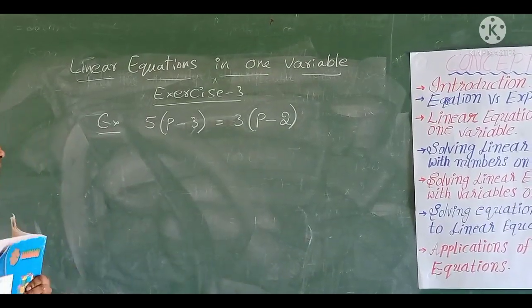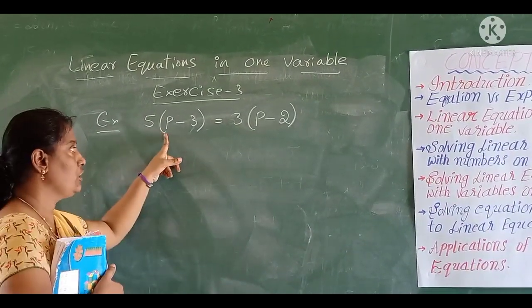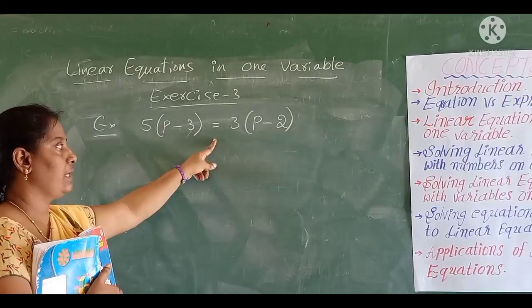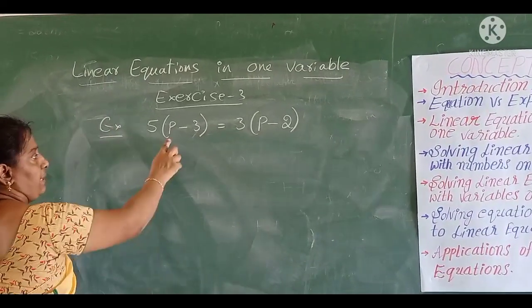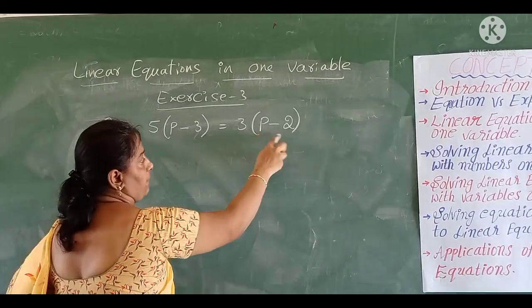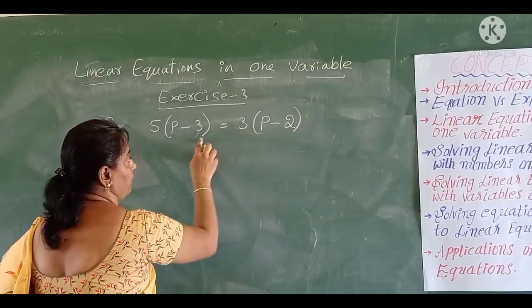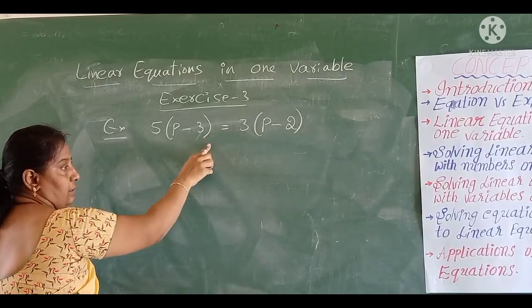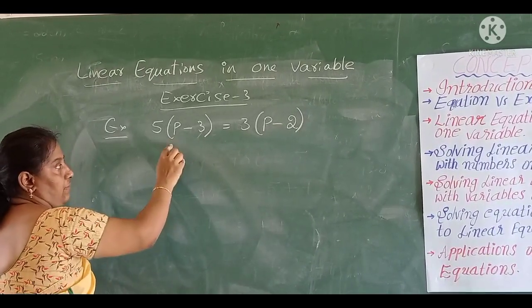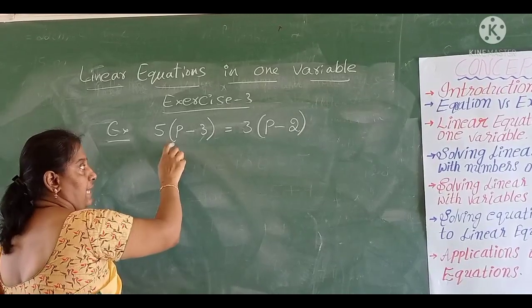Same model. 5 into p minus 3 is equal to 3 into p minus 2. We have to remove the brackets first. So to solve the equation, we have to remove the brackets.